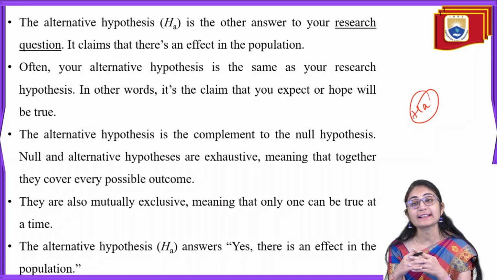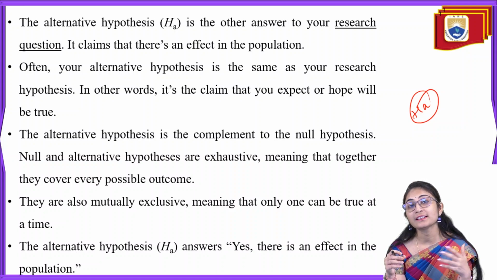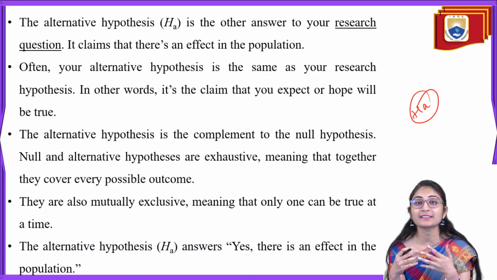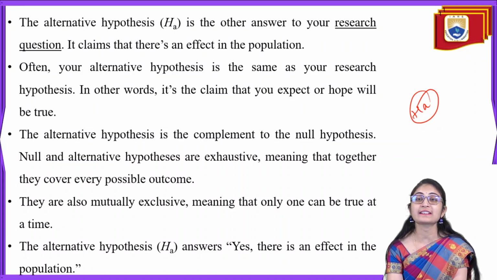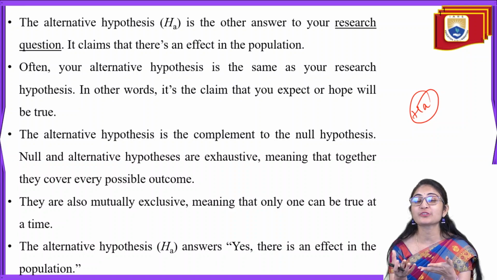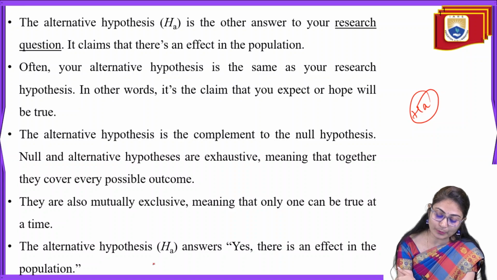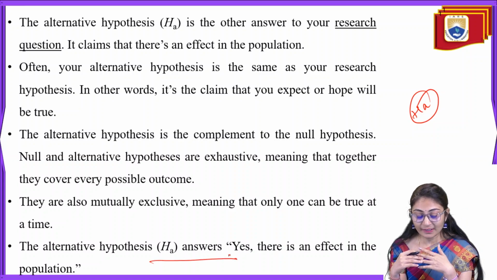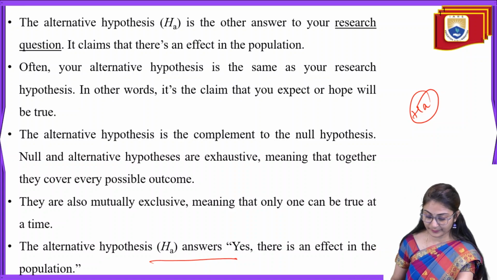The null hypothesis and alternative hypothesis are exhaustive. That means they cover every possible outcome. They are also mutually exclusive. That means only one can be true at the same time. Two outcomes cannot be true at the same time; only one outcome can be true at the same time. So alternative hypothesis HA: yes, there is an effect in the population.